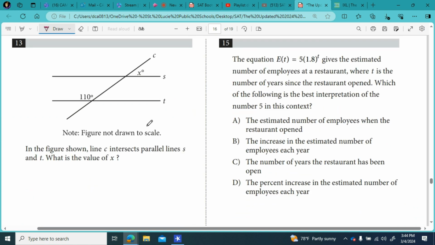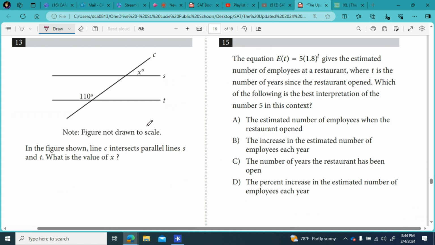Next, we're looking at question number 13. It says, in the figure shown, line C intersects parallel lines S and T. What is the value of X? So when I know that these two lines here are parallel, then these angles that look alike are indeed alike. And now this obtuse angle that's 110 degrees is next to this acute angle, and they make a straight line. So I know that these two angles have to add up to 180 degrees. So X is going to be equal to this total 180 degrees, take away the obtuse angle, which will be 70. Final answer for question number 13.